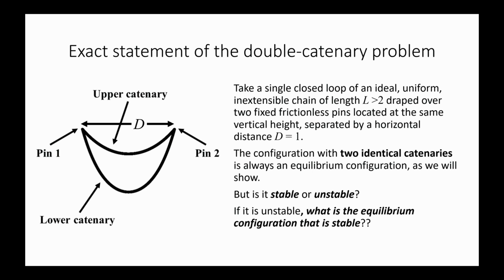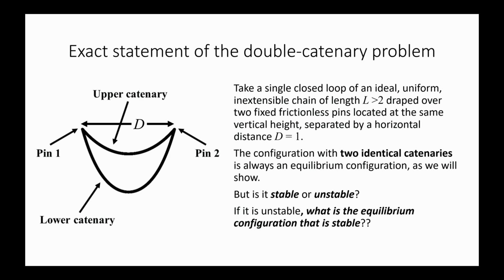So take two frictionless pins, which are just frictionless geometric constraints, which are at the same vertical height, and the distance between them is d, which we will set to 1, the numerical value of 1, without losing generality. And let's take a single closed loop of an ideal, uniform, inextensible chain, which of course must have a length that's greater than 2, to be able to be draped over these two pins and make a double catenary shape like this.